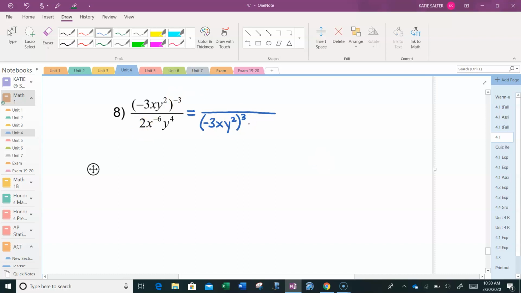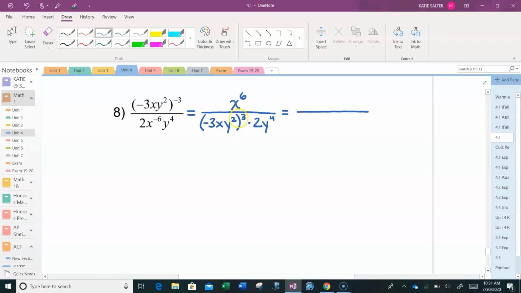2 is not being raised to a negative power, so it stays right where it is. And the y to the 4th is raised to a positive power, so it stays right where it is. But this x to the negative 6 right here needs to move up to the numerator. When we cross the line, it changes its sign. It becomes x to the positive 6. We're going to do the same thing we did in the last one. We're going to simplify this denominator, and then in the end, we will divide.